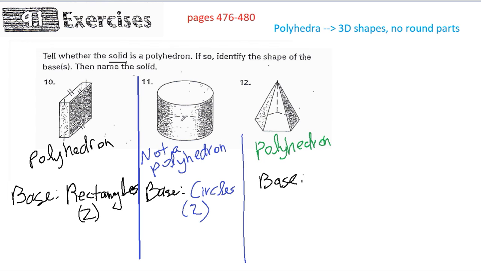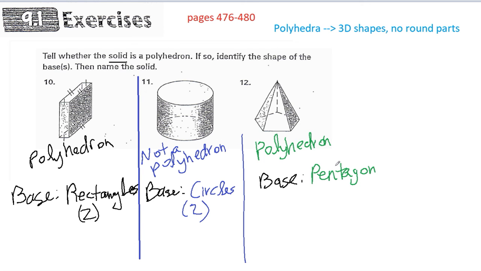And then for number 12, here we only have one base, and it's what I would call the bottom there, and it has 1, 2, 3, 4, 5 sides. And if you remember, a 5-sided shape is called a pentagon. Pentagon is a 5-sided shape.